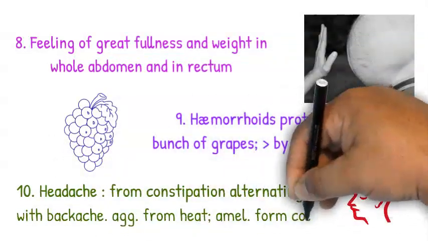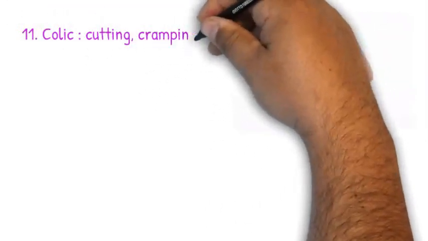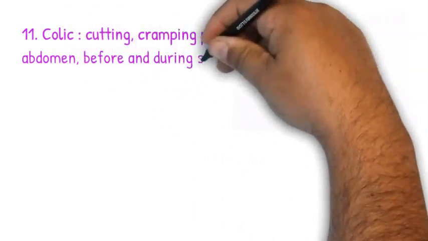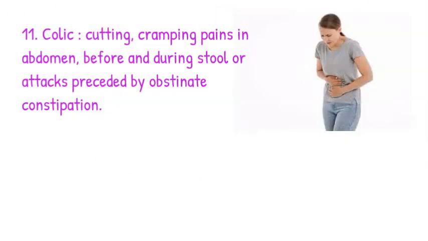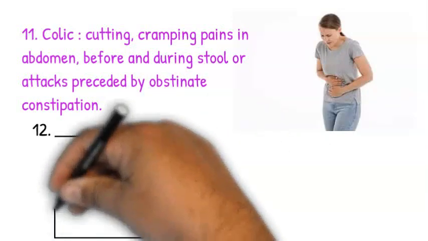Coming next to the colic of Aloe socotrina, it will be of cutting, cramping pains in the abdomen before and during stool, or attacks preceded by obstinate constipation. So the colic may occur before and during stool or after obstinate constipation, and it will be of cutting and cramping pains. There is another peculiarity in relation to stool. We may get this in cases of diarrhea or dysentery.